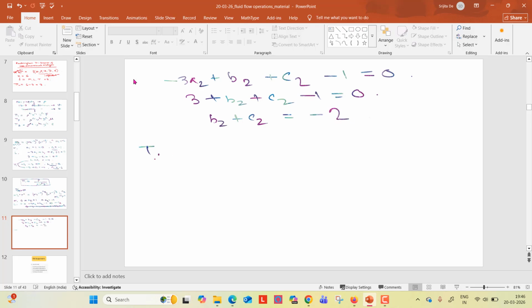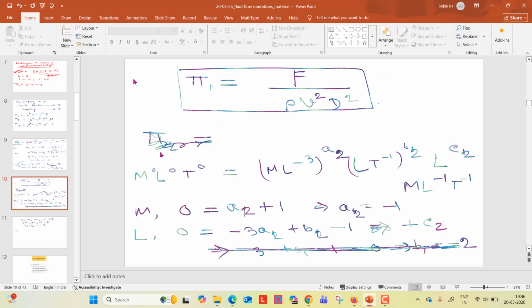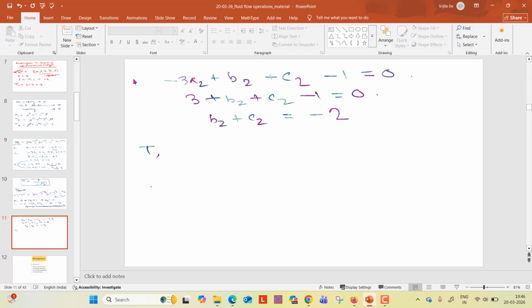For T, it will be similarly minus B2 and minus 1, right? So for T, it will be minus B2 minus 1 equals to 0. That is, B2 will be minus 1. And now you put this value here. So minus 1 plus C2 equals to minus 2. So C2 will be minus 2 plus 1, that is minus 1.